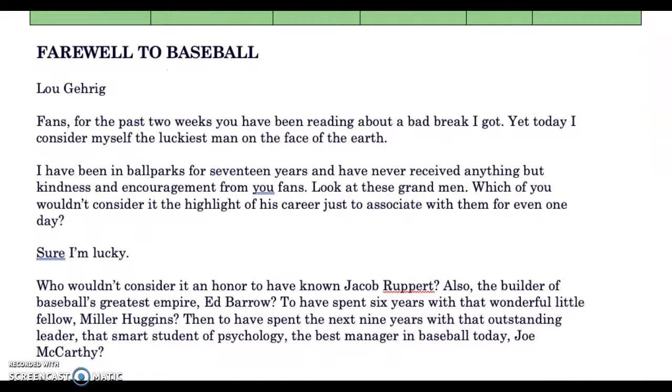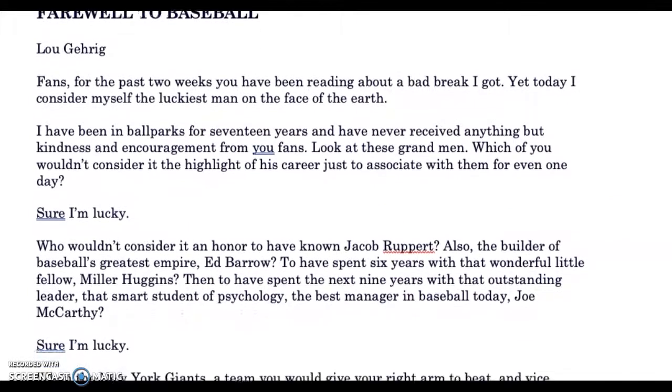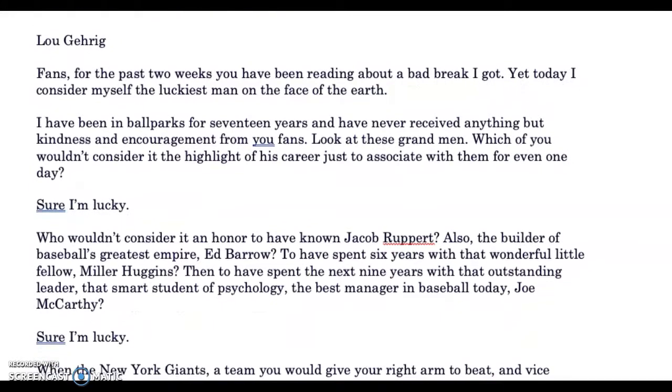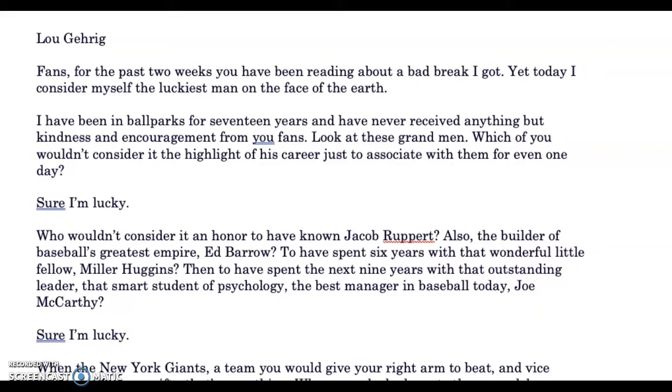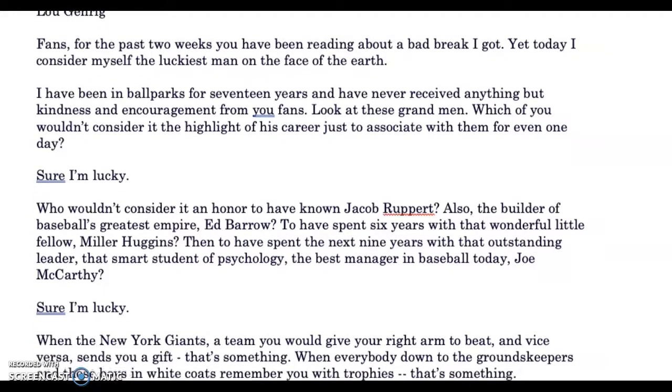Fans, for the past 2 weeks you have been reading about a bad break I got. Yet today I consider myself the luckiest man on the face of the earth. I have been in ballparks for 17 years and have never received anything but kindness and encouragement from you fans. Look at these grand men. Which of you wouldn't consider it the highlight of his career just to associate with them for even one day?